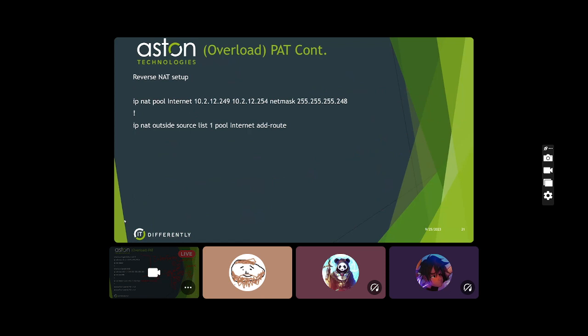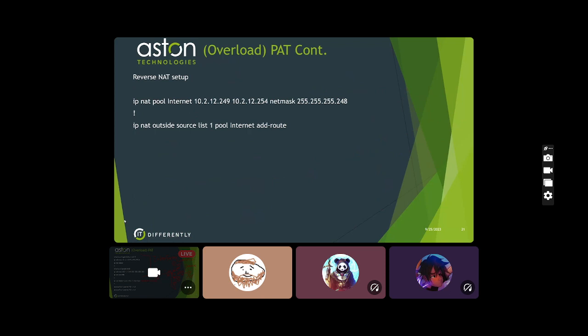Write this one down. So this is from the outside in. In the previous one, we specified IP NAT inside source list. So if it's going from the inside out, do this. This one is IP NAT outside source list. So if it's coming from the outside in, do this.